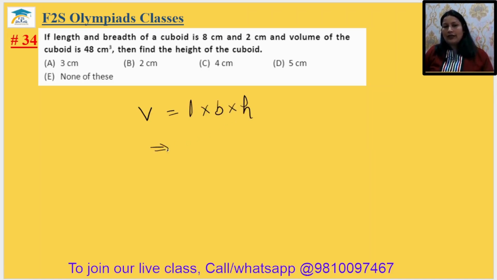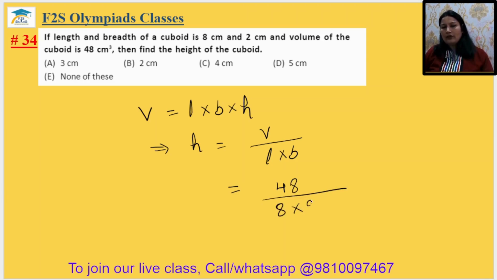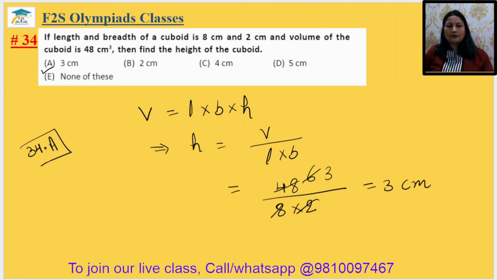So that's why height will be equal to volume divided by length divided by breadth. The volume is given, 48 upon 8 multiplied by 2. 8 sixes are 48 and 2 threes are 6, so 3 centimeter. It is in the option number A. 34th answer is option A.